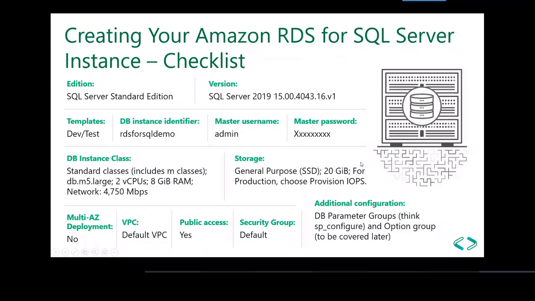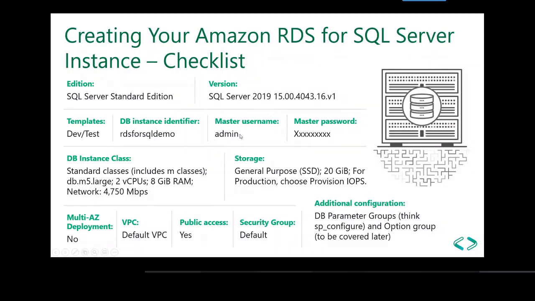All right, so this is the checklist that we have here. In the demo that we're going to do, we're going to select the standard edition. Again, this is a test, it's a demo. In production, it's going to be slightly different. And we're going to choose the latest version. And the template, while in production, we're going to choose dev and test. And we're going to name the instance, that's the name of the instance.